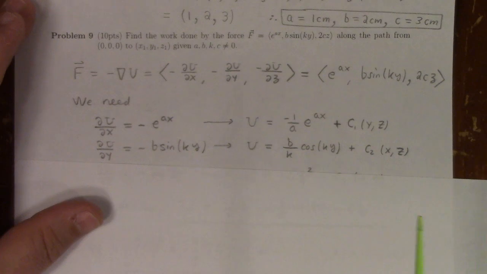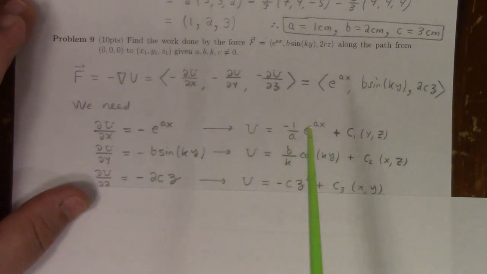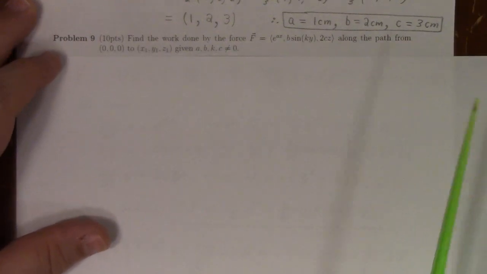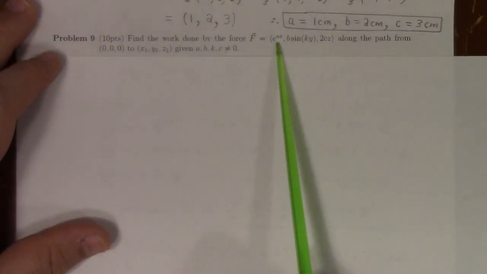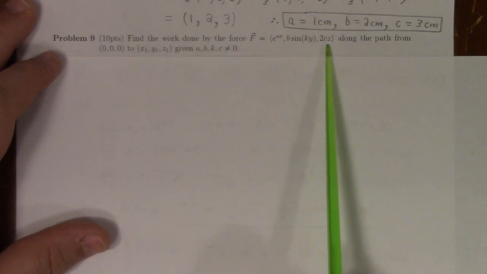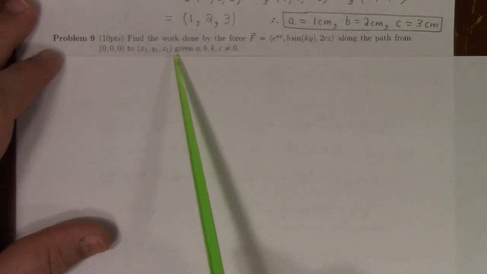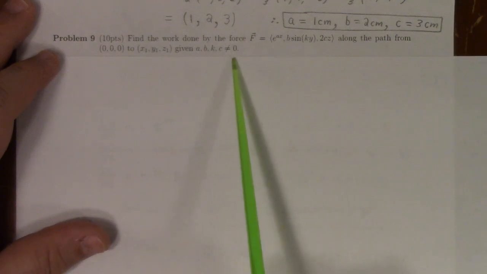All right, so problem 9. I said find the work done by the force F equals e to the ax, b sine ky, 2cz, along the path from the origin to x1, y1, z1, and I give you that the constants are all non-zero.